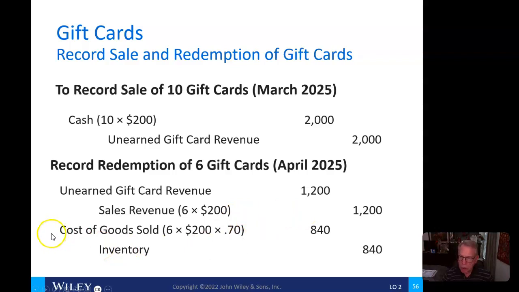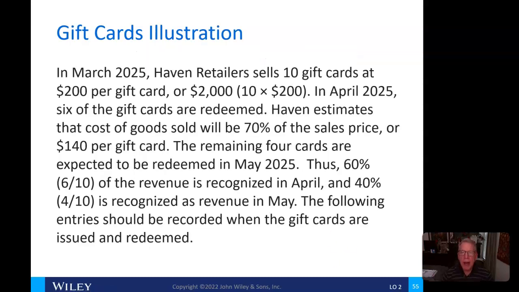Now, we need to book the cost of goods sold along with that, which would be 70% of $200. That's $140 times 6, which is the number of gift cards that were redeemed. And that comes out of our inventory, so we'll credit inventory for $840. You'll recall that these gift cards reduce inventory.